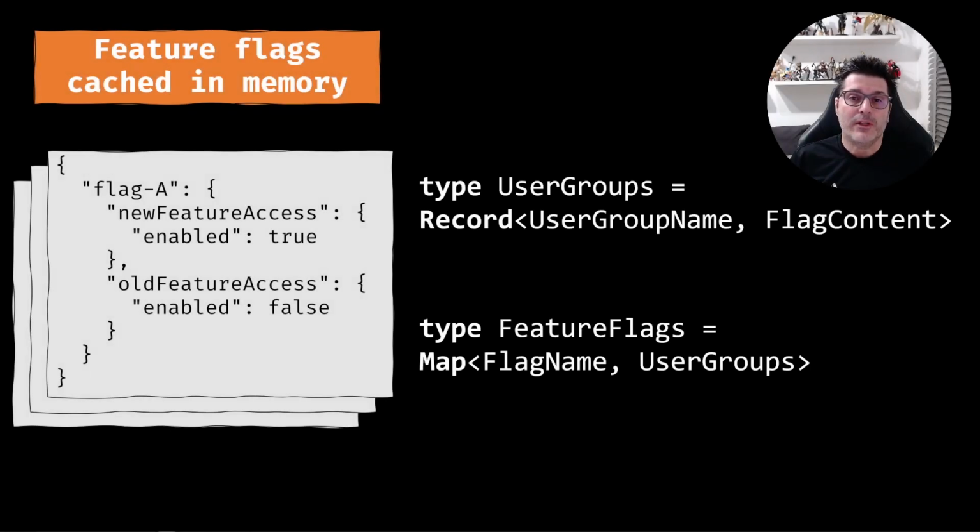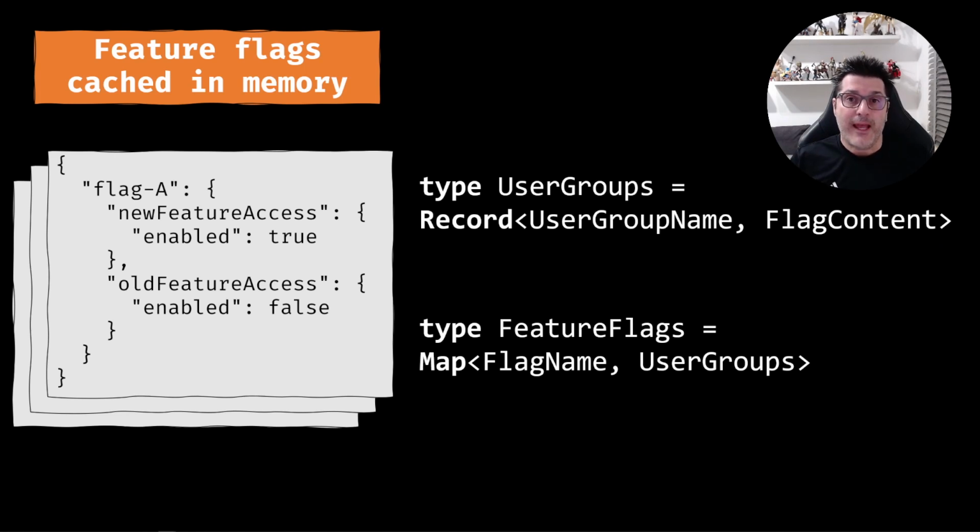Now that we have the structures we are going to use, we can decide how to implement them in TypeScript. For the groups, we are going to use the utility type Record, which represents an object with its properties and values. And we are doing that because we should have a small number of objects here, usually two. One to represent the group that has access to the new feature, and another for those that don't. So we don't need to be much concerned about performance. The user group name is the key and the flag's content the value.